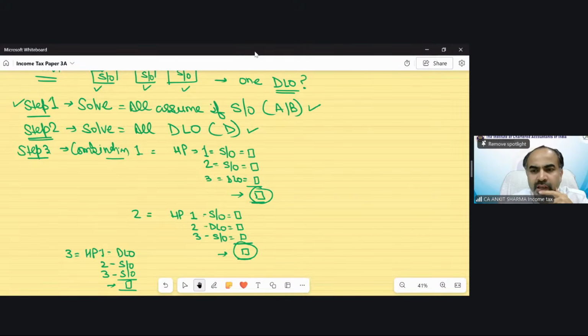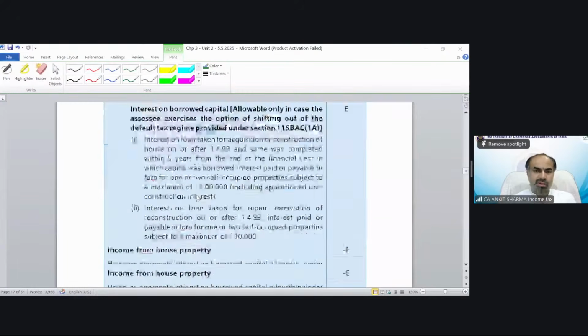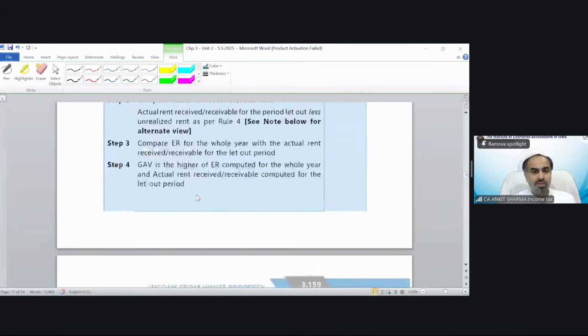Gopal Krishnan is saying, in case of property held as inventory, annual value in comparison of government value, right? Since no actual rent. Yes, of course. That would be the case like deemed let out. So your question in the study material for this case is illustration number 8.